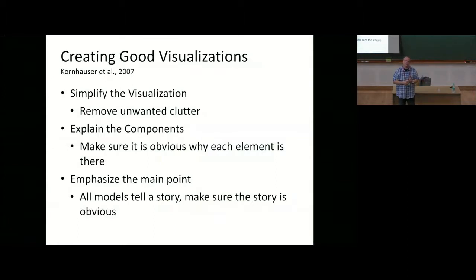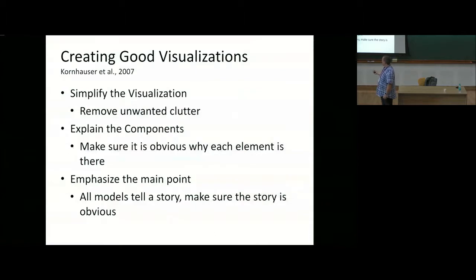Daniel Kornhauser, who was one of the students I worked with at Northwestern, wrote an entire paper about how to create good visualizations, for agent-based models in specific. And he emphasizes 3 points. Simplify the visualization. If there's something that's not necessary, remove it. Explain the components. Make sure it's obvious what each of the components of the visualization is presenting to you.